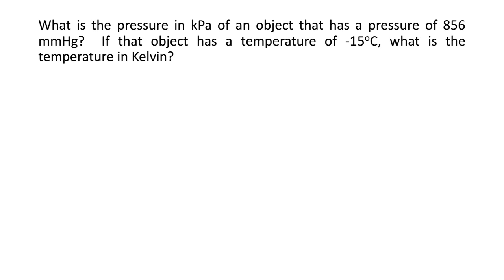Okay, so the first problem is, what is the pressure in kPa of an object that has a pressure of 856 millimeters of mercury? If that object has a temperature of negative 15 degrees Celsius, what is the temperature in Kelvin? So there's two different conversions we're going to do here. So at this point in time, I want you to stop the video, try to do this on your own, and then start it back up and then look to see what I do and make sure your answers match. I'll go ahead and put the answers up first, and then I'll work out the problems.